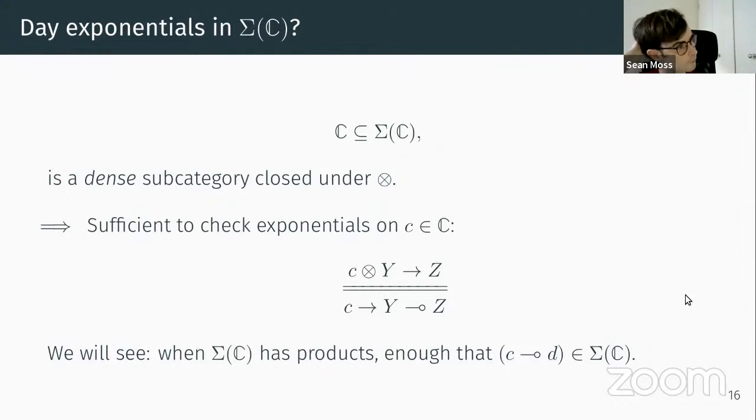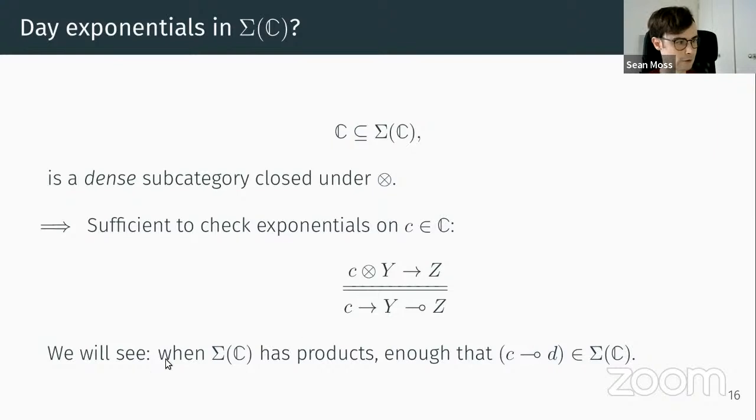Okay, so let's think about when there are exponentials to the Day tensor products. We can make some simplifications by noting that C is a dense subcategory of sigma C, and it's closed under tensor. I won't say exactly what dense means, but basically everything in sigma C is a coproduct of things in C. So C generates the whole of sigma C, as it were. The upshot is that to check that something is an exponential, it's enough to just check with little c's on the left, as it were. So that simplifies checking that something is an exponential quite a lot.